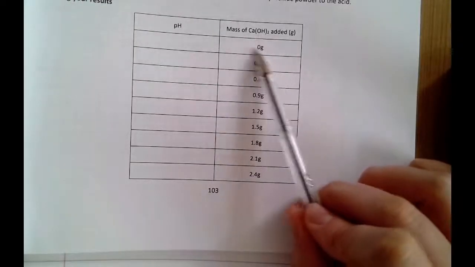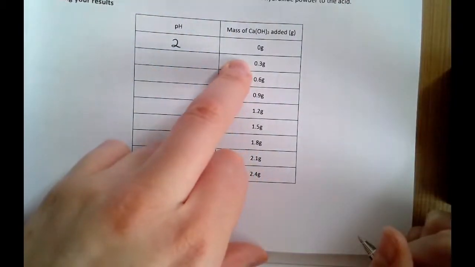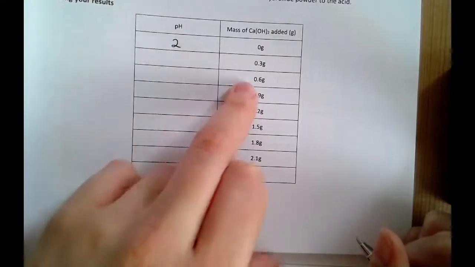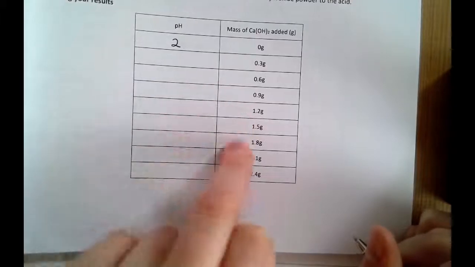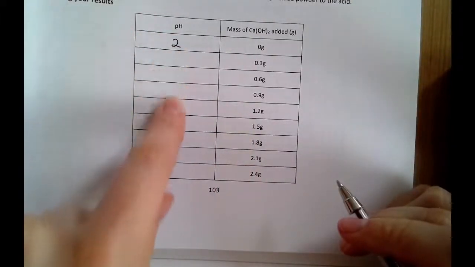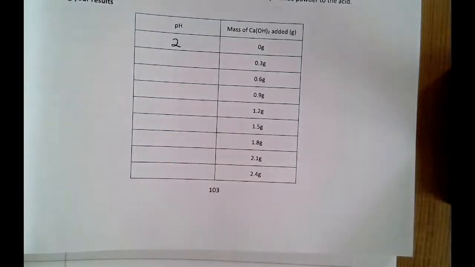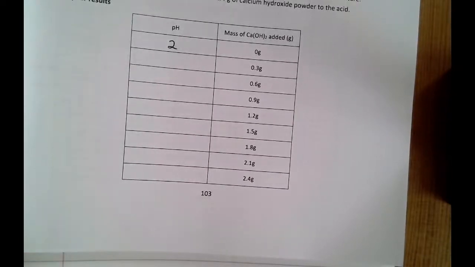So at the start, let's just say you only had your acid, so it was a pH of 2. Then you added a small amount of base and stirred, got the pH again. Another bit, stirred, got the pH. You keep adding more and more base. And what you should see is that the pH continuously increases because the base reacts with that acid, forms salt and water, which has a neutral pH of 7.